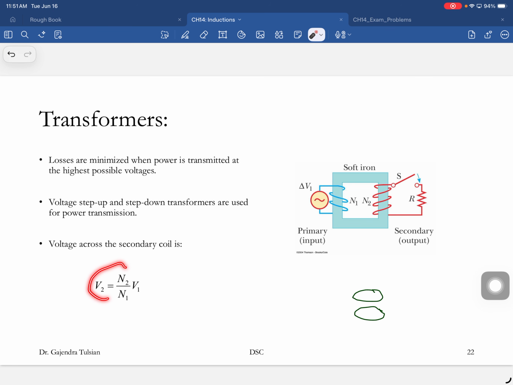And what this equation is telling you is that the amplitude of the voltage in 2 is N2 over N1 times V1, where N2 is the number of turns. So if N2 was 100 times bigger than N1, the output voltage is 100 times bigger than the input voltage. Free lunch. What gives?